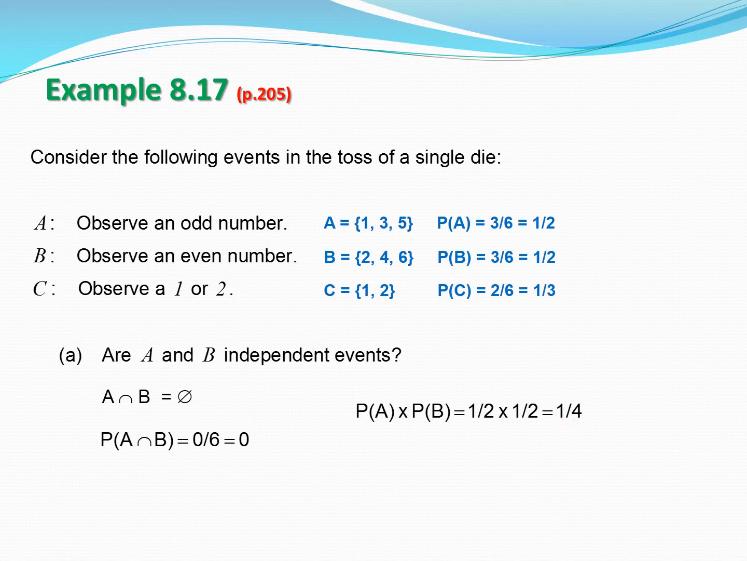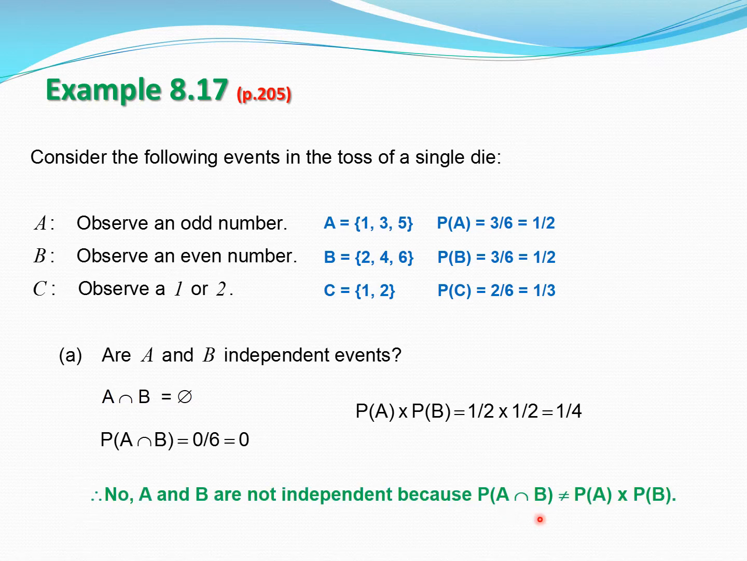So that means that events A and B are not independent, since the probability of the intersection is not equal to the probability of A times the probability of B. You could also prove this by the conditional probability. So either one that you prefer.